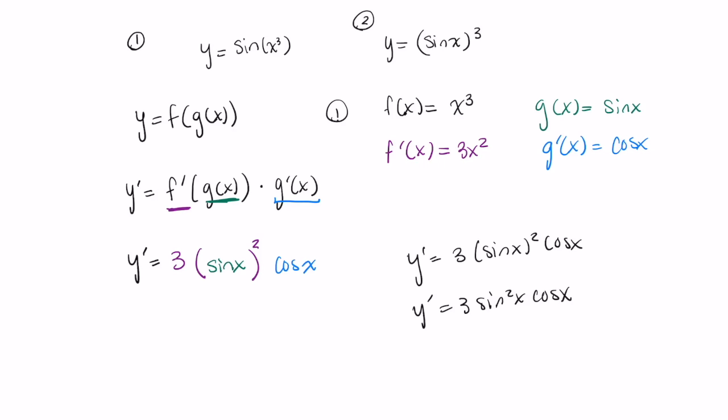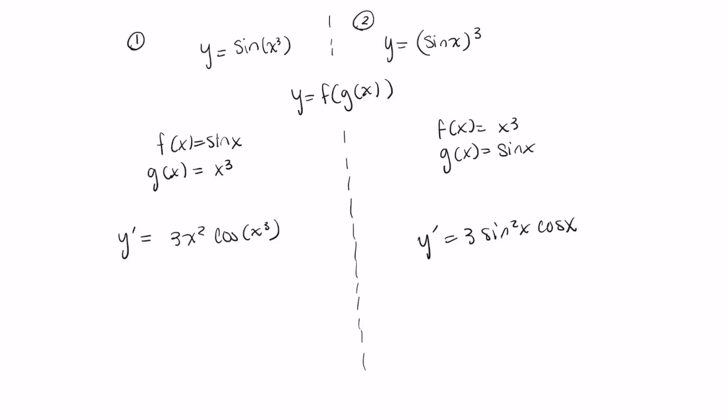Alright, now let's look at the differences and similarities here. As you can see here, the first function and the second function are each on their own side of the screen. These are both written as a composition of functions. The outer function and the inner function are swapped, however. For this first one, the outer function was sine x and the inner function was x cubed, whereas for the second one, the outer function was x cubed and the inner function was sine x.